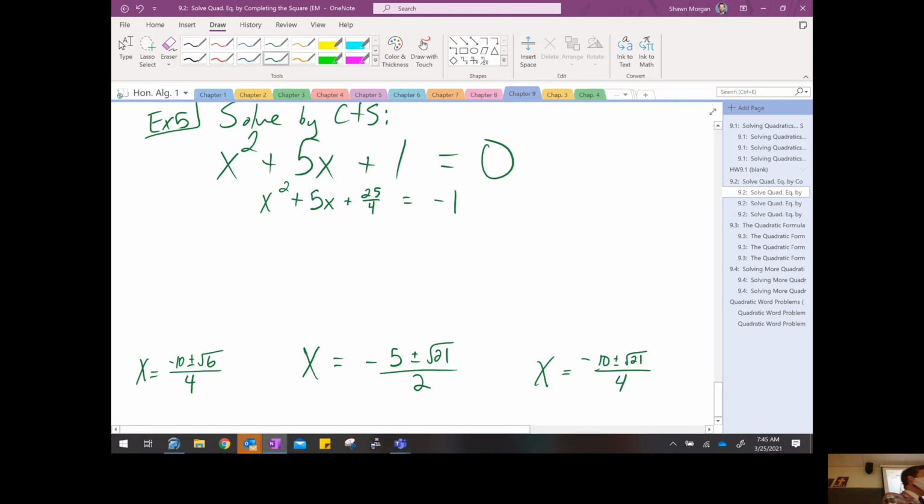But whatever I add on the left, I must also add on the right. So plus 25 over 4. Okay? Now the left-hand side is going to factor out like it always does. In this case, it's going to be x plus 5 halves quantity squared.